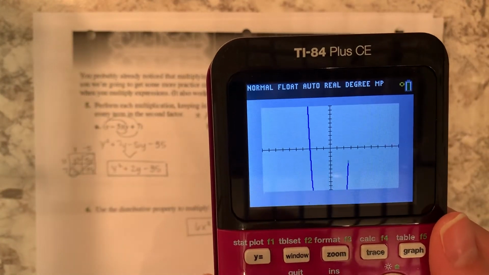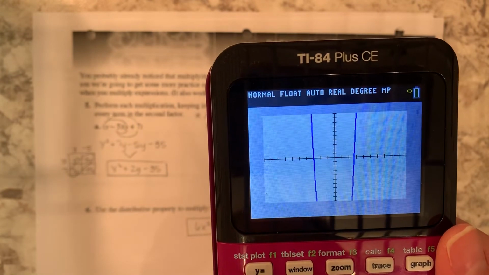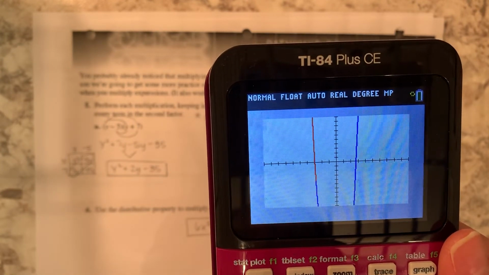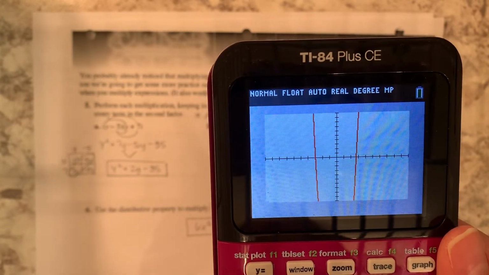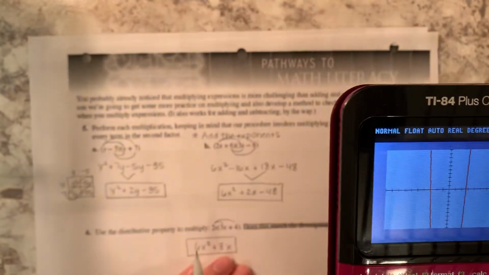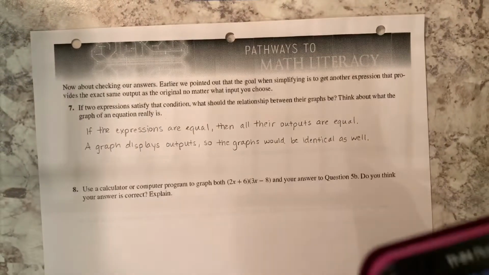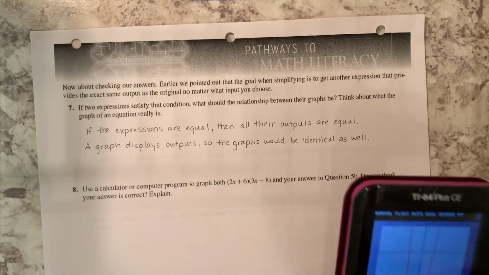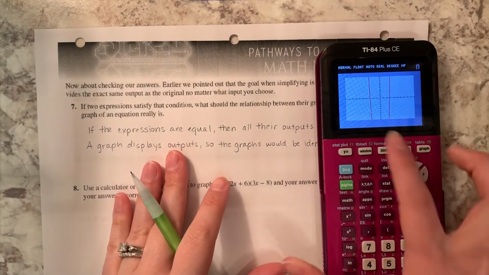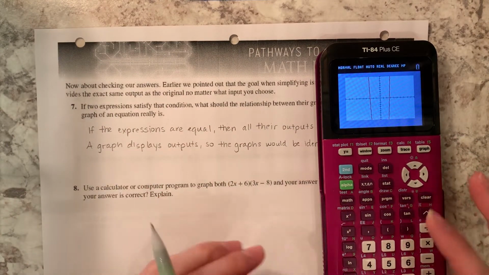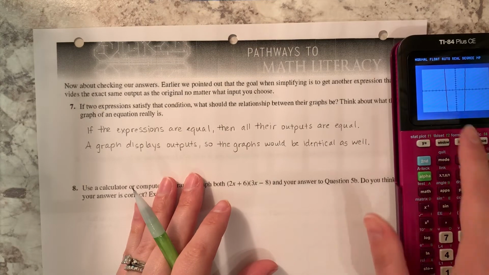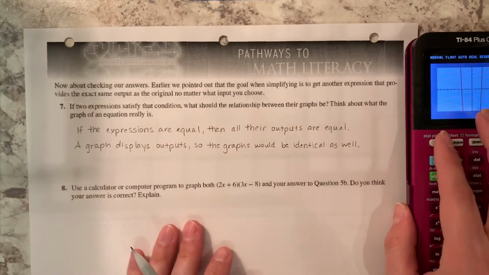There's the first one in blue. And then notice the red graph goes right on top of it. So you can see that they're identical. If you have an older calculator and you don't have a color screen, it is a little bit harder to see it and be able to check it. But as long as you only see one graph there, that means that you must have done it right. You simplified the expression correctly because there's only one graph, okay?